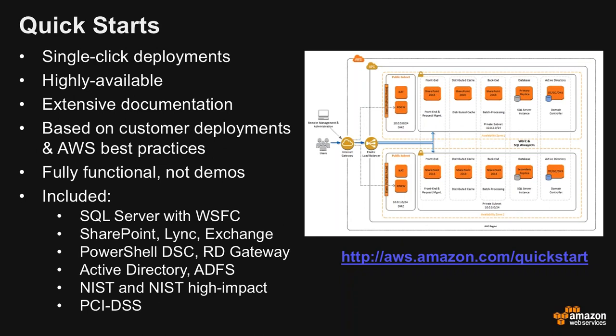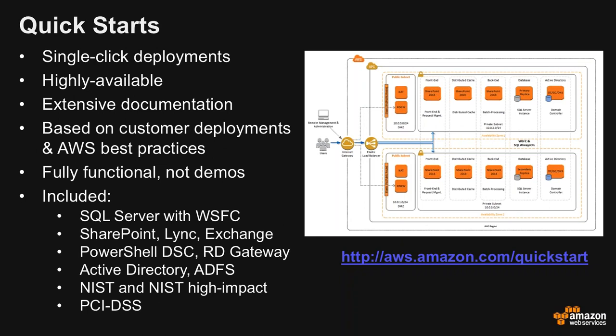For example, Windows SQL Server with Windows Server clustering, SharePoint, Lync, and Exchange, PowerShell, DSC with remote desktop gateways, Active Directory and ADFS, NIST and NIST high impact deployments, and PCI DSS deployments are all available in our quick start selection. So I encourage you all to go to aws.amazon.com/quickstart and have a look at the quick starts that are available there today that can really accelerate your adoption of the AWS cloud and your migration of your workloads into the AWS cloud to lower your costs and improve your high availability, durability, and redundancy.